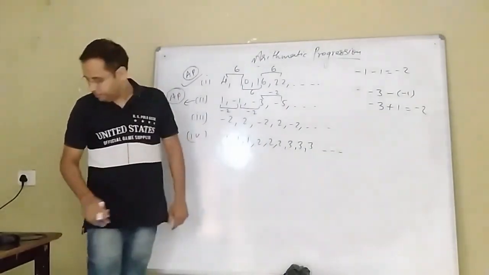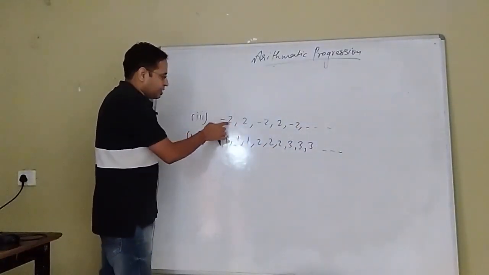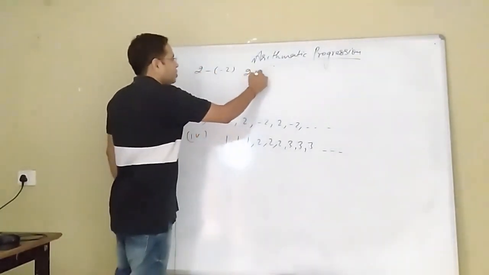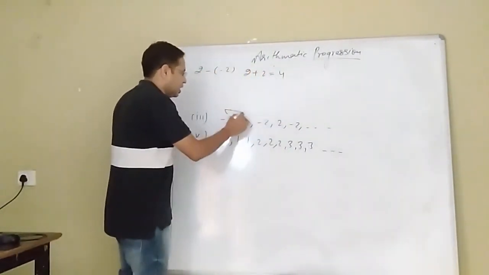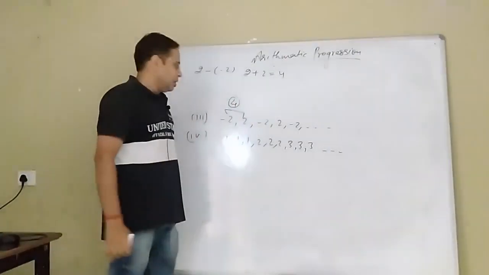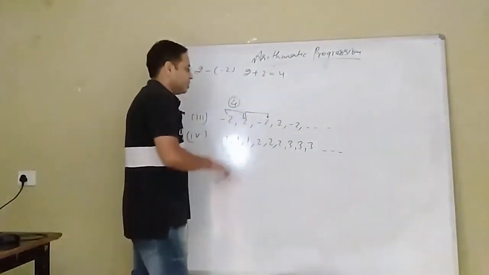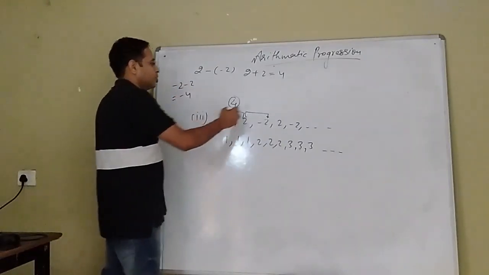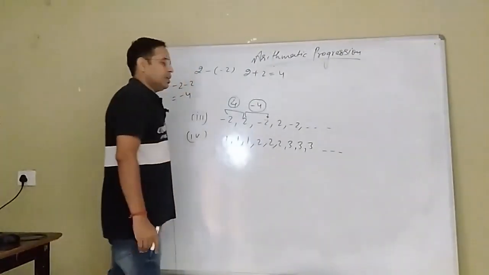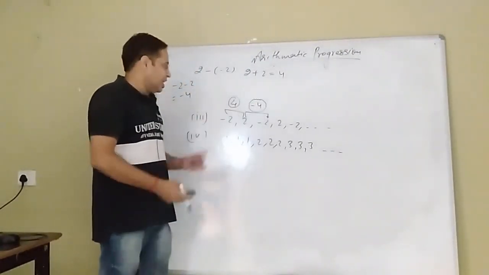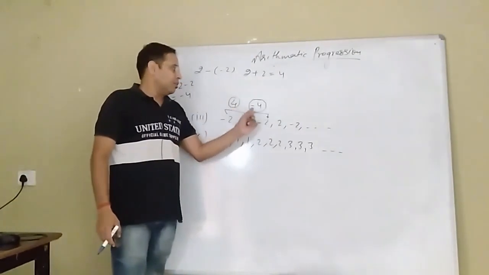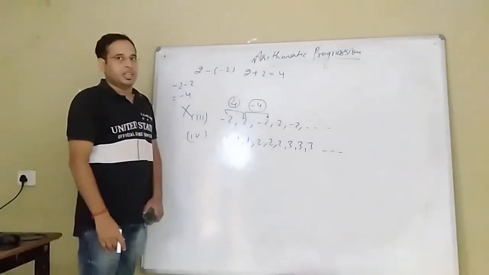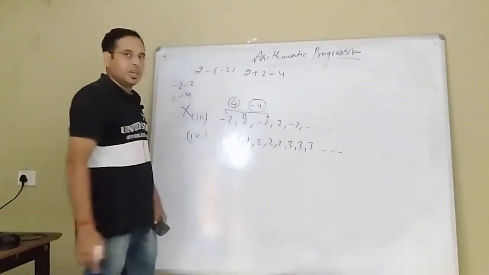Let's move to the third one. Let's check for this one. If I subtract this from this, 2 minus -2, how much will you get? 2 plus 2 equals 4. So here I have got 4 as the common difference. Let's check for this one also. -2 minus 2 gives -4. Since the common difference is not constant, subtracting the first gives 4, and subtracting the next gives -4. Therefore, this sequence is not in arithmetic progression. Similarly, you can check for the fourth one.